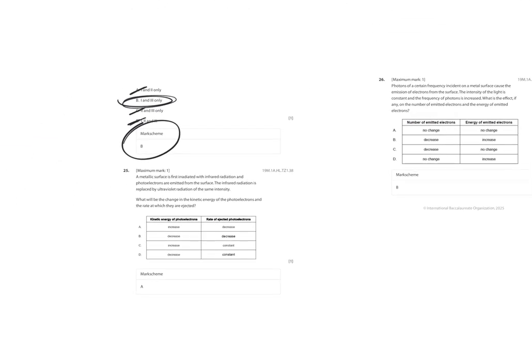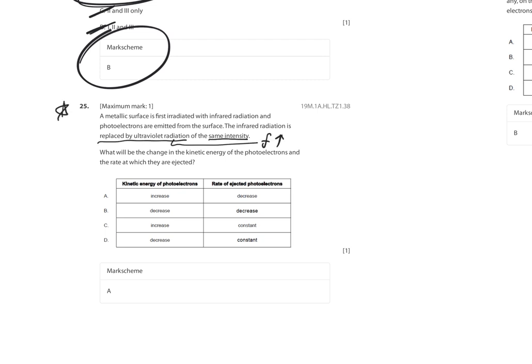Okay, we have 2 more questions left. 25. All right, so this question is tricky. And actually the answer is A. So for the kinetic energy, that's kind of simple. A higher frequency of light means that the kinetic energy of the photoelectrons is going to increase. So not decrease. So it's either A or C. Now you might be tempted to say, well, it's the same intensity. So if it's the same intensity, it's the same number of photoelectrons per second. And so it's going to be the same number of photons per second, and so the same number of photoelectrons.